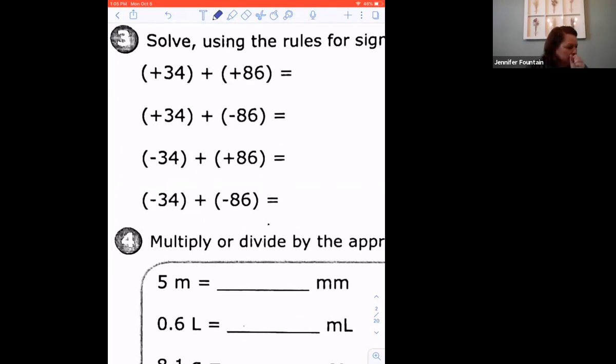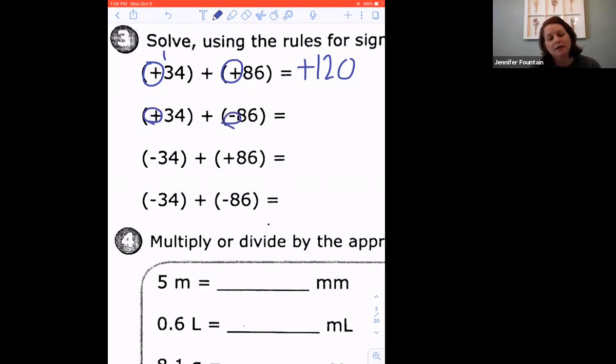So when I'm adding and I have the same sign, my sign will stay the same, and I add my two numbers. So 34 plus 86. So I know that I've got 4 plus 6 is 10, carry my 1, and 3 plus 8 is 11, plus 1 is 12.